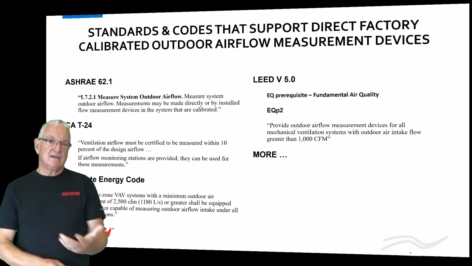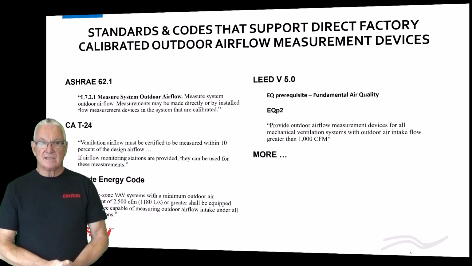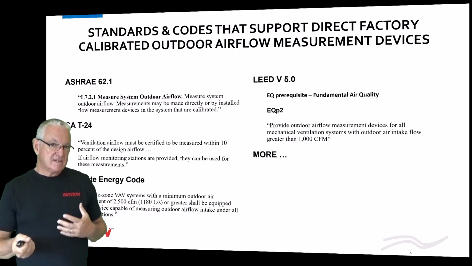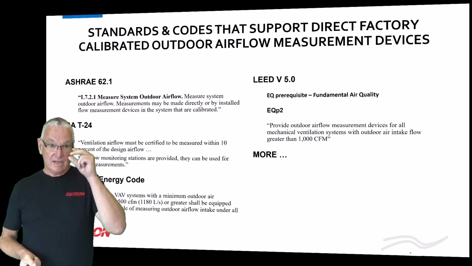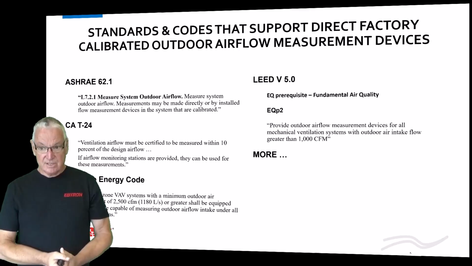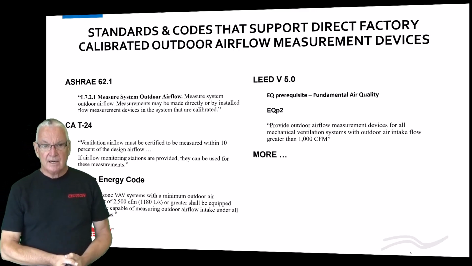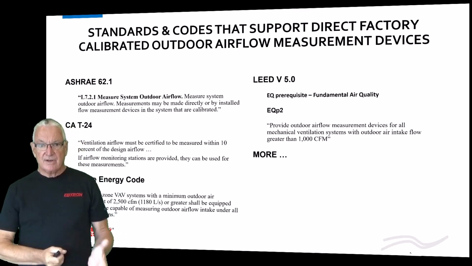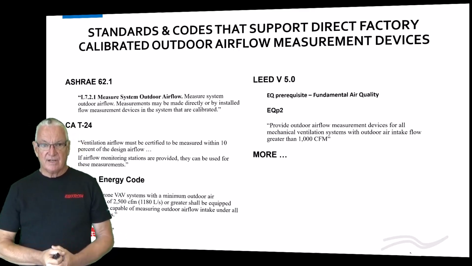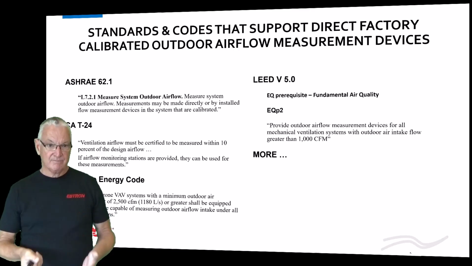And so when you look at the standards and codes that support this, 62 doesn't do it the way I want to do it. It does it in Appendix L, which is existing buildings. It says measure system outdoor airflow measurements may be made directly or by installed flow measurement devices in the system that are calibrated. That's important.